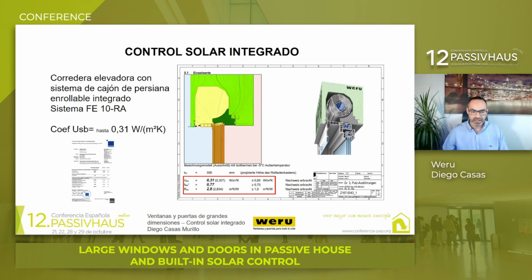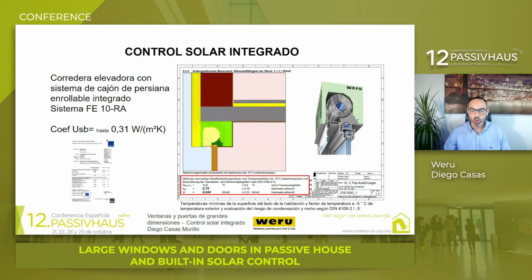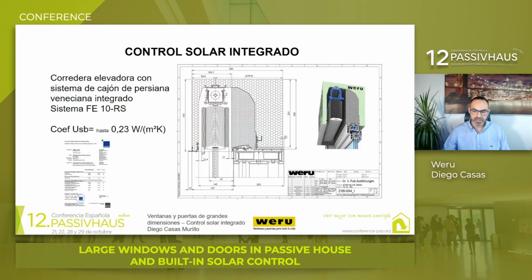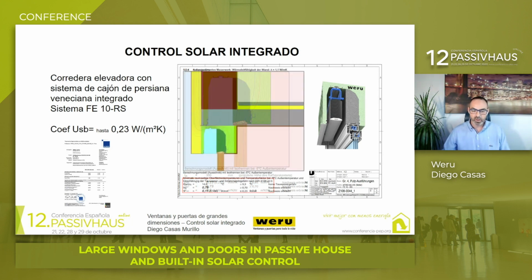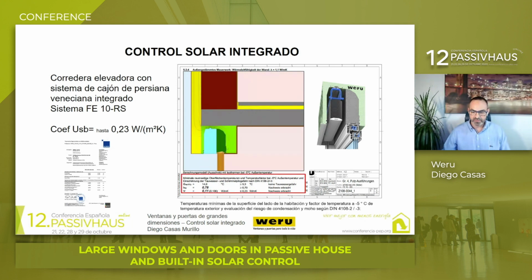The USB coefficient is shown for the casing with values of 0.31 in this version. It's interesting to determine what occurs at that meeting point between the carpentry and the shutter drawer or blind casing. The temperature factor value is important to assess this risk of condensation and damp. The next example shows a lift and sliding door with a Venetian blind. Again, the certificate shows the values, USB coefficients, in this case 0.23 watts per square meter Kelvin, and it complies with the evaluation of the condensation and damp criteria.